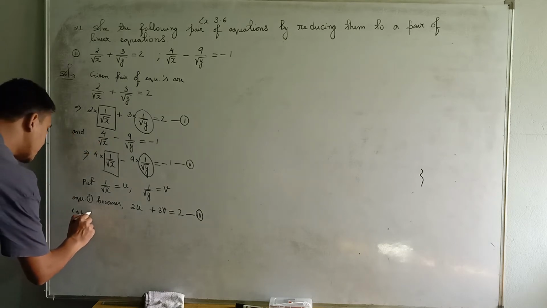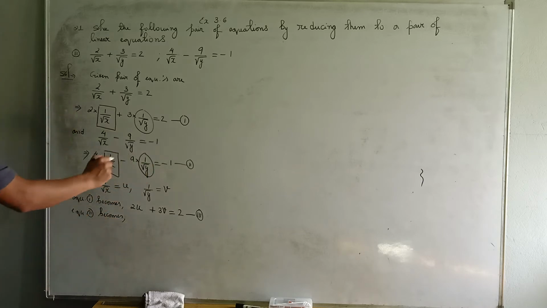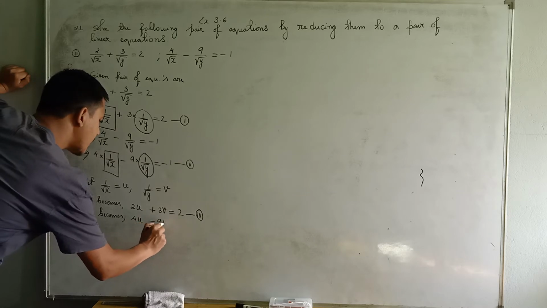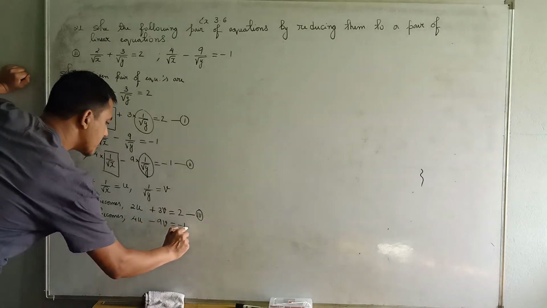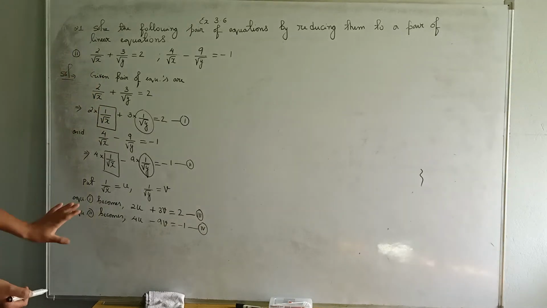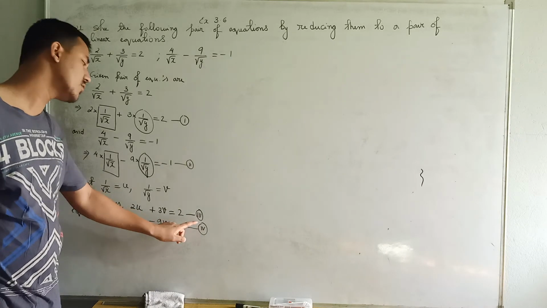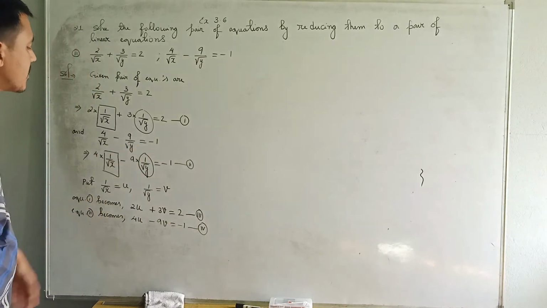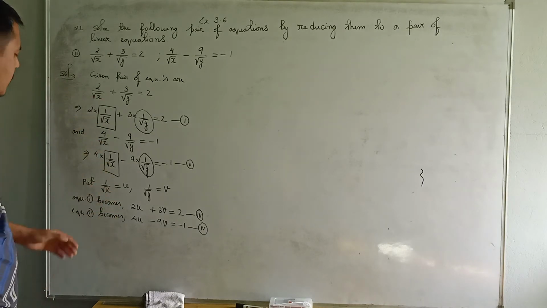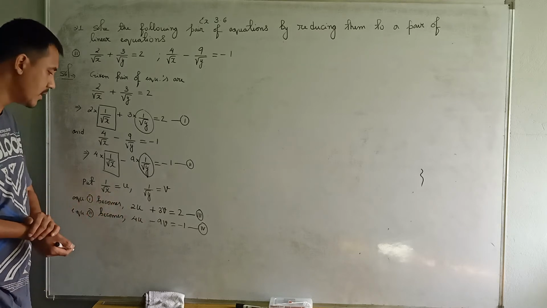And what will equation 2 become? Your equation 2 becomes 4u minus 9v is equal to minus 1. So we get a pair of linear equations in 2 variables now, that is equation 3 and 4. And in order to solve this kind of equations, we can use substitution, elimination, cross multiplication. It depends on what you want, and it depends on your equation as well.